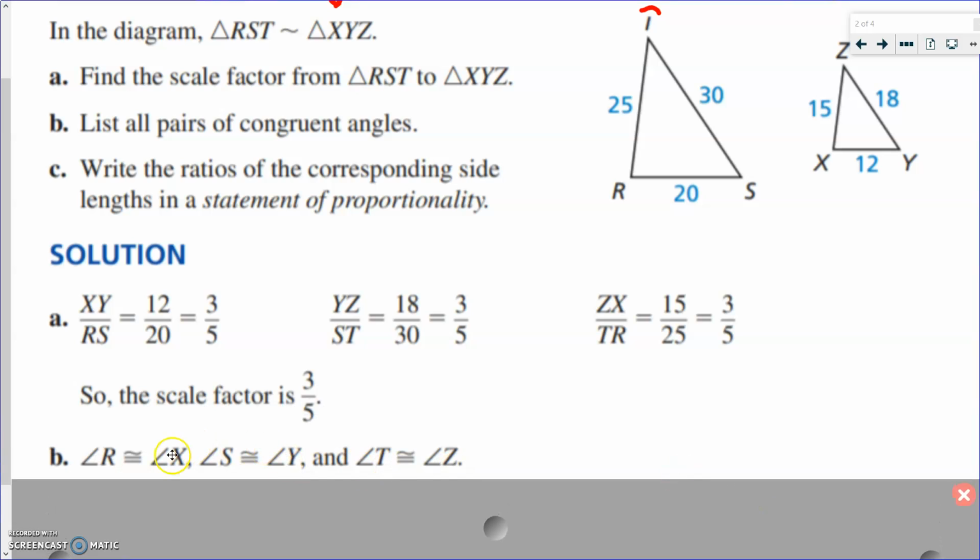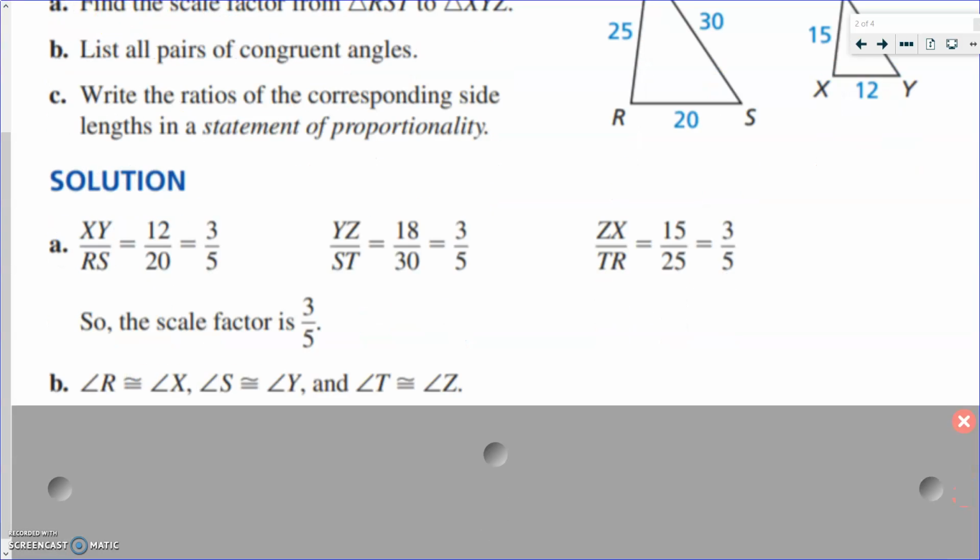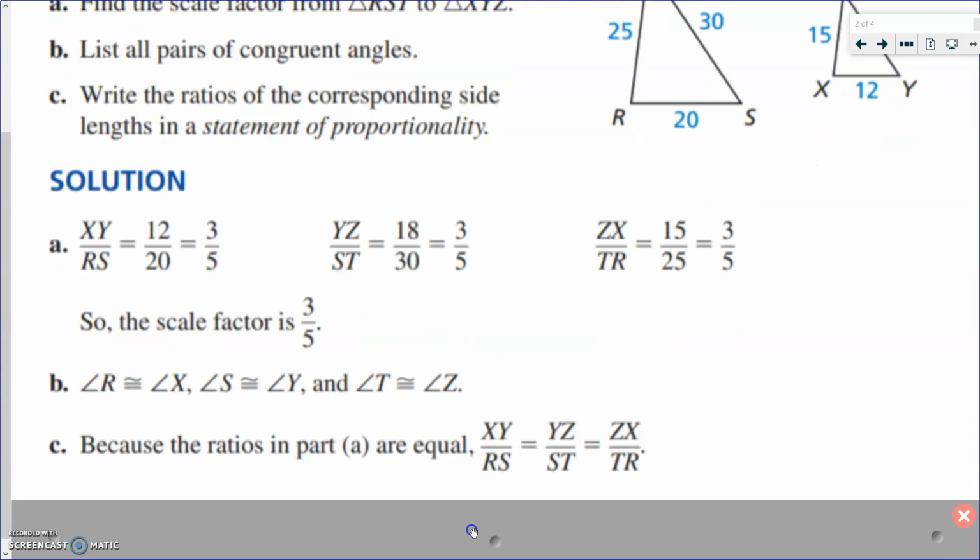We stated all the congruent angles, and we can get that straight from our similarity statement up here. The letters in order that are similar to each other are congruent to each other. Because the ratios in part A are equal, we know that this is a statement of proportionality. We can use this to find a missing side.